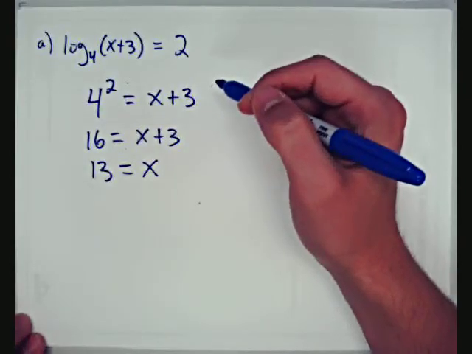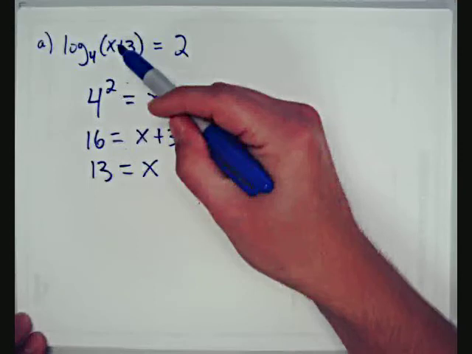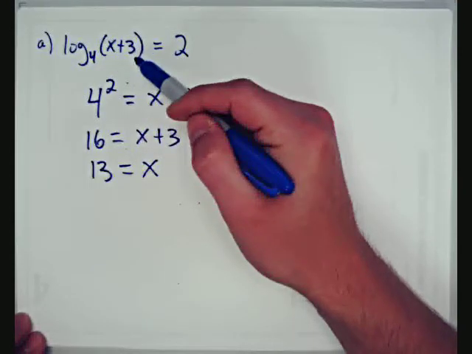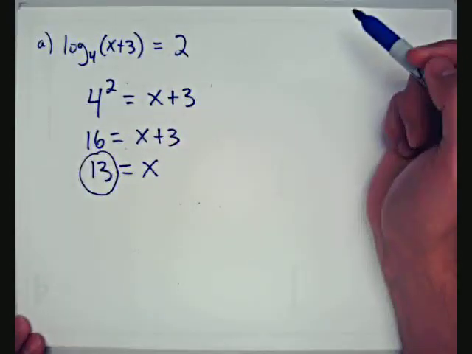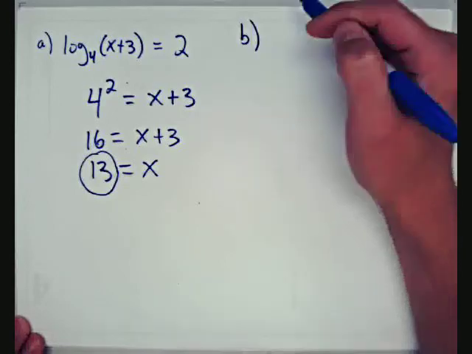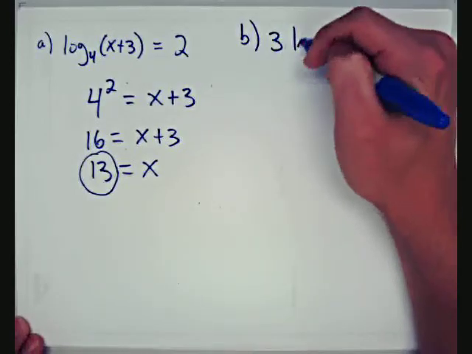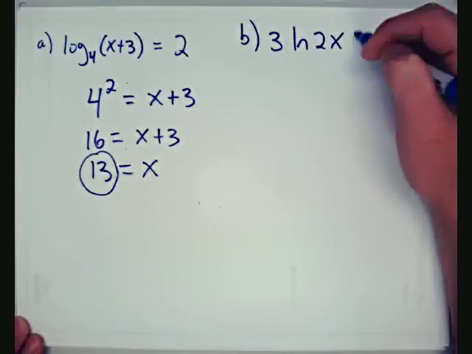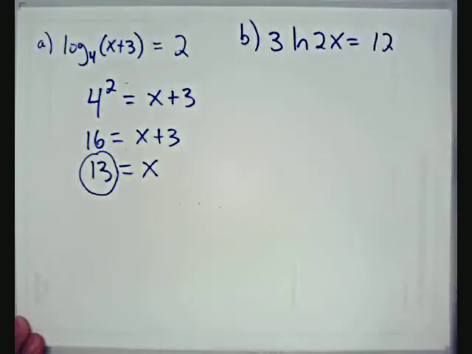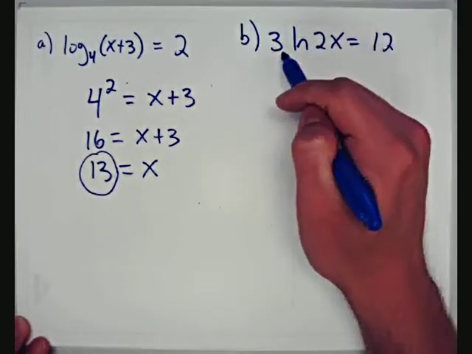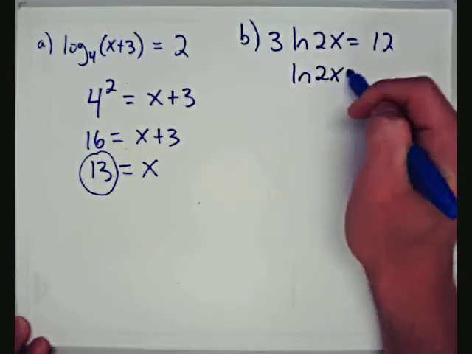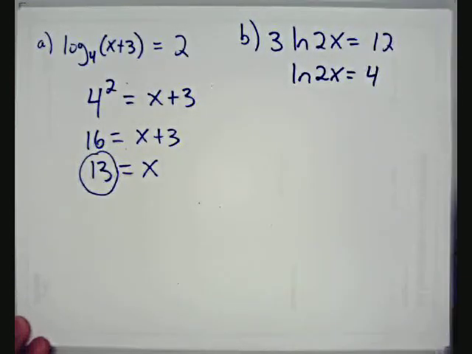Check your solution in the original equation. If I put 13 in for x, 13 plus 3 is 16, and that does not give me a negative. So 13 is our solution. Part B, 3 natural log of 2x equals 12. On this one we have the 12, which is not part of a log expression, and that tells me to use method 2. First get your log alone. We need to divide by 3 on both sides. 12 divided by 3 is 4.